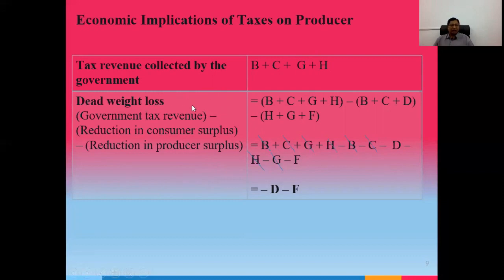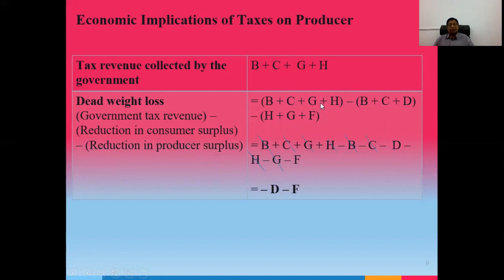That is given by government tax revenue reduced by the reduction in consumer surplus and the reduction in producer surplus. When you subtract the reduction in consumer surplus and the reduction in producer surplus from the government tax revenue, then you will get the deadweight loss of this tax.